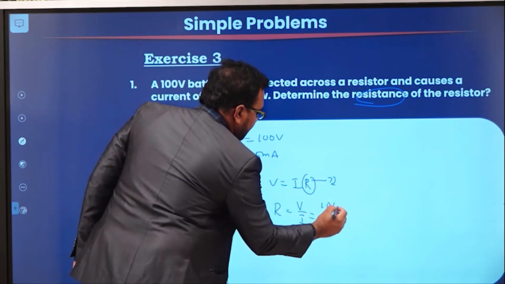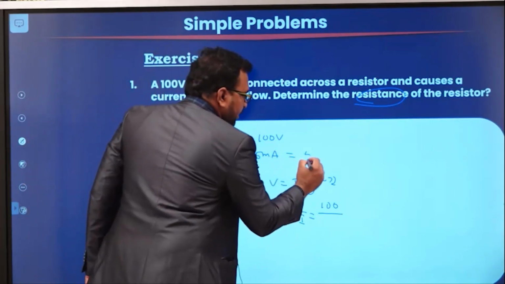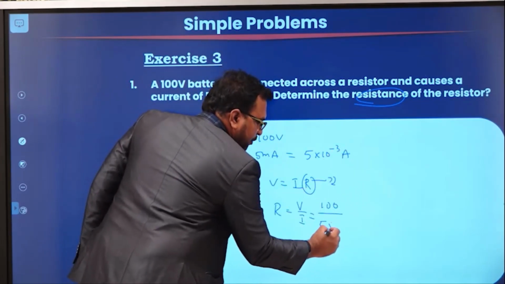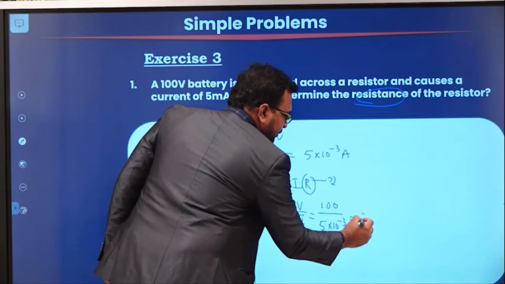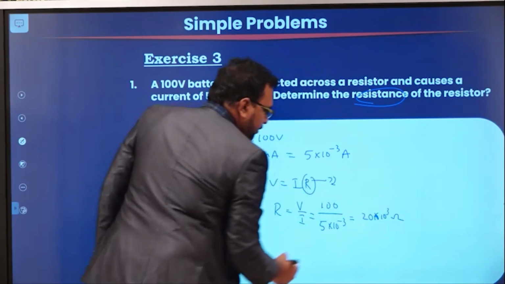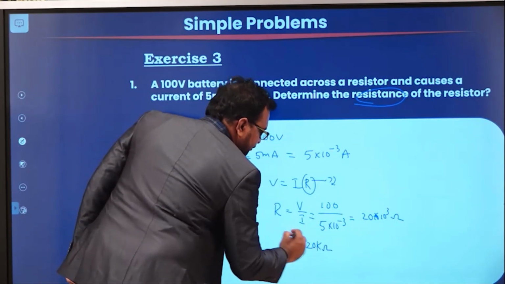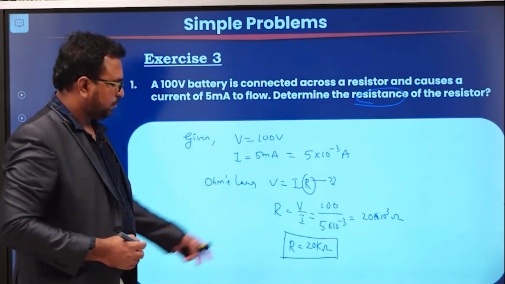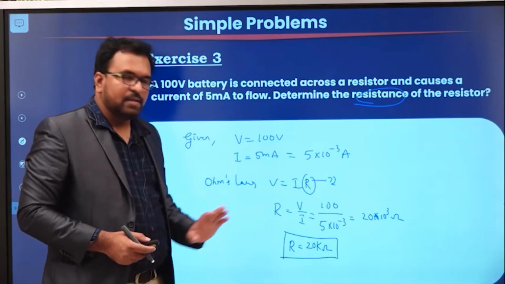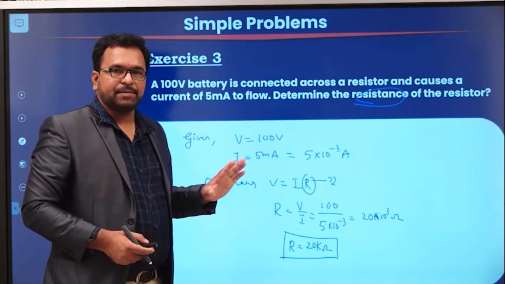So V is 100. Here I is given in terms of milliamperes, so convert the metric into 10 power minus 3. So I is 5 into 10 power minus 3. So 20 into 10 power 3 ohms. 10 power 3 means kilo. That's why R is equal to 20 kilo ohms. So this is how the first problem is solved. So remember that in the first case R is 20 kilo ohms, voltage is 100 volts, current is 5 milliamperes.